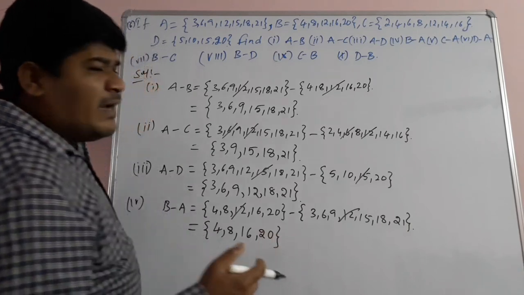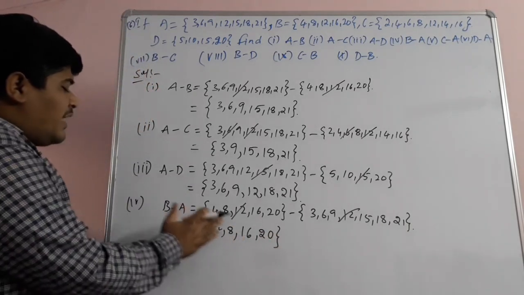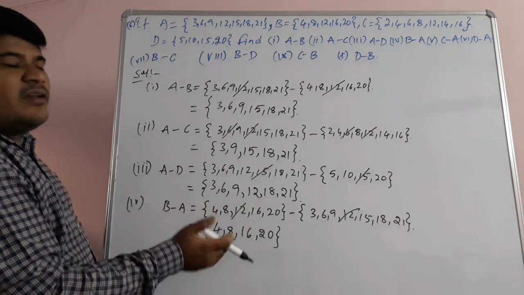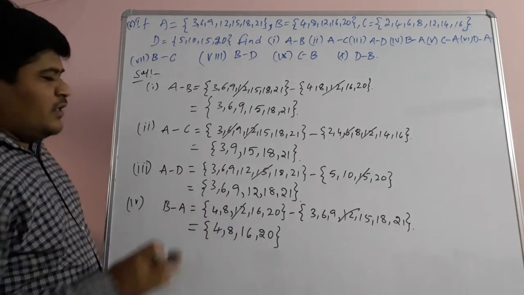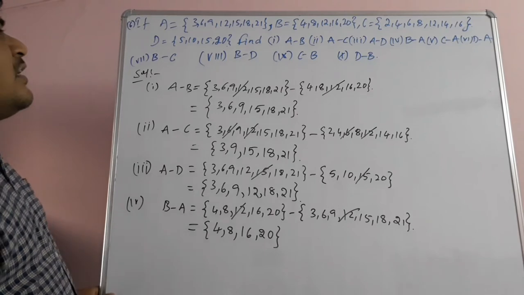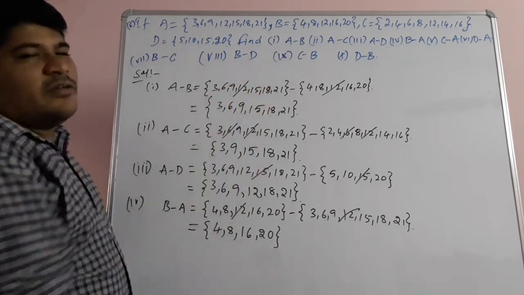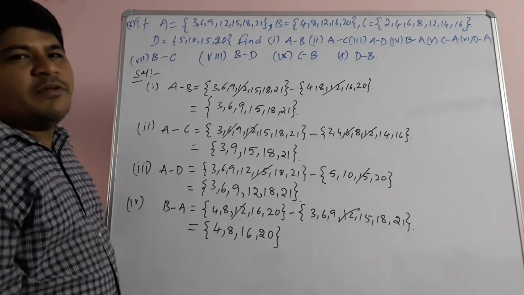It means what? B minus A means element should be there only in B, not in A, children. So this is the way to solve these problems, children. So in this way you can do remaining all sums, children. Okay, now let's see the next problem.